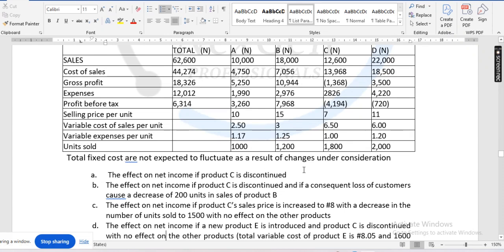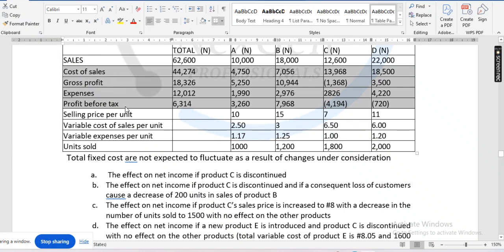Now, we want to discontinue product C. Don't forget that we don't know what they used to arrive at this. What we are going to use is the unit cost, which is what we're given: the selling price, variable cost of sales, variable expenses per unit, and then the unit sold. We don't know how they arrive at this.